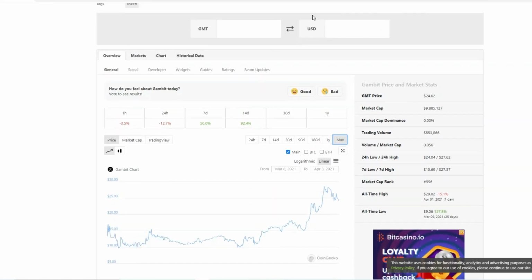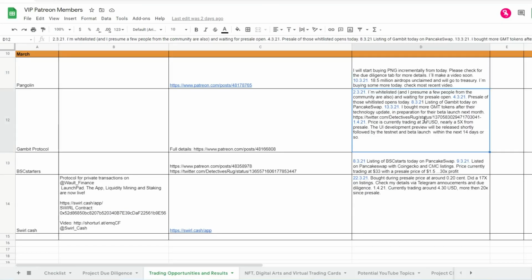And just to let you know about Gambit, we still have the UI. They're working on the UI aspect, so I think previews will be coming out. I think maybe they came out yesterday or over the weekend. Then also they're coming out on the testnet next week. And then the beta launch will be in a few weeks, I think around the 12th, 13th of April.